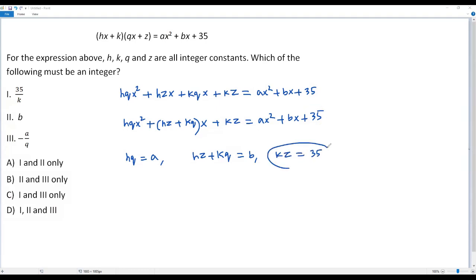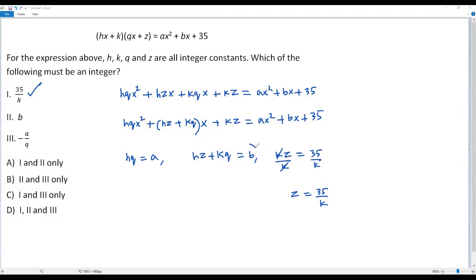Now let's divide both sides of this equation by k. Then k will cancel out, and we get z = 35/k. And there is the information that h, k, q and z are all integers. Since z is an integer, 35/k also must be an integer, because z and 35/k are equal. So in the given three statements, the first, 35/k, is an integer.